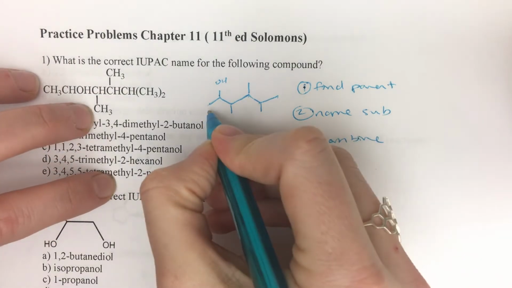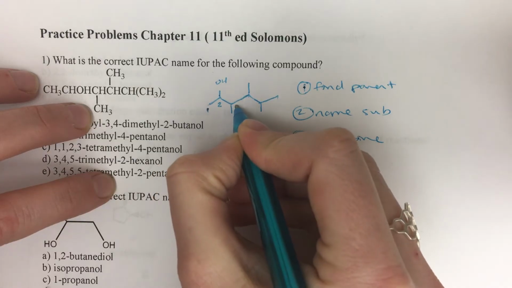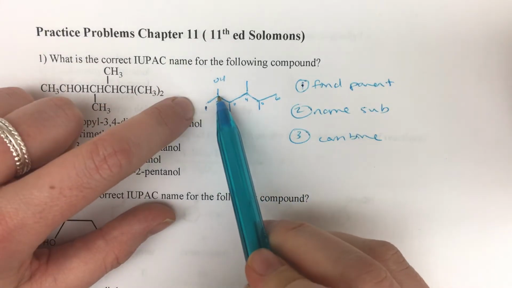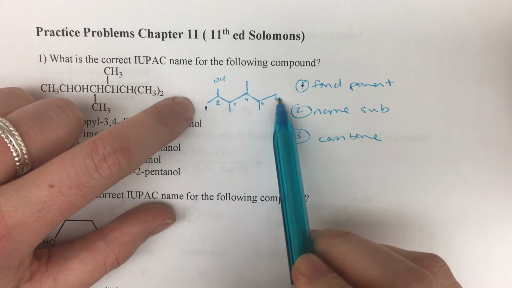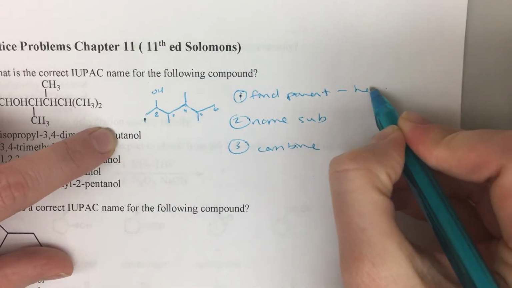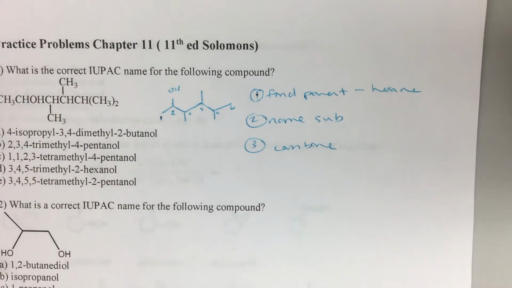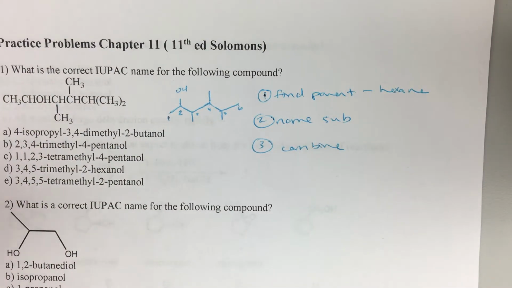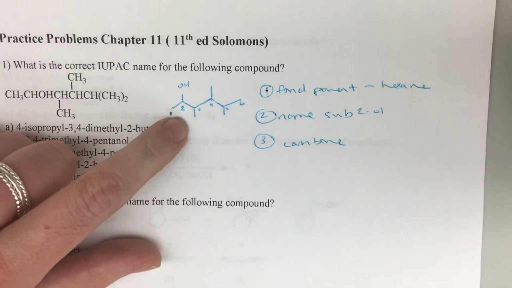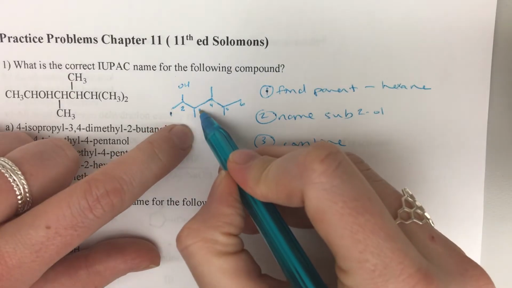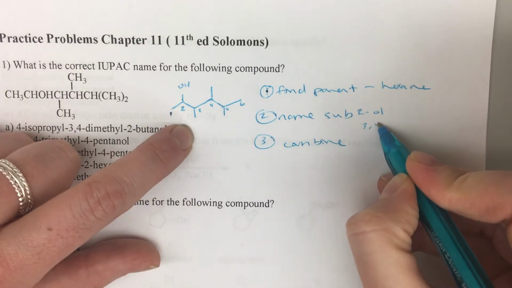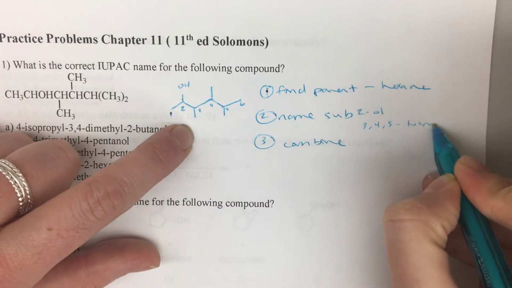So in this case, alcohol is the highest priority, so we'll start from this side. And so we number 1, 2, 3, 4, 5, and 6. So the parent chain is hexane. Okay, and then we're going to look for the substituents. So there's a 2-ol, that's a suffix, but alcohol on the second carbon. And there's a methyl group on carbon 3, 4, and 5, and that's trimethyl.